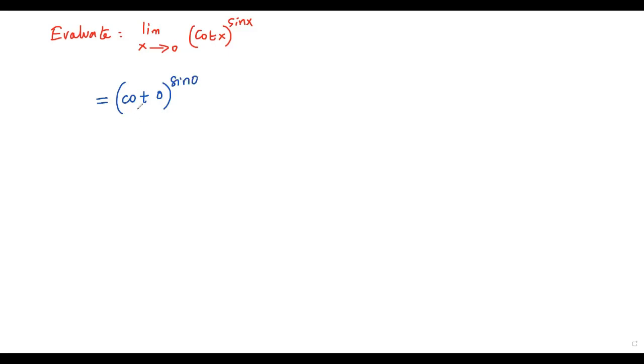I know that cotangent is the reciprocal of tangent. So we can write cotangent 0 as 1 over tangent 0. Using the trigonometric ratio table or unit circle, we can get the value of tangent 0. The value of tangent 0 is 0. So a non-zero number 1 divided by 0 will result in infinity or undefined.